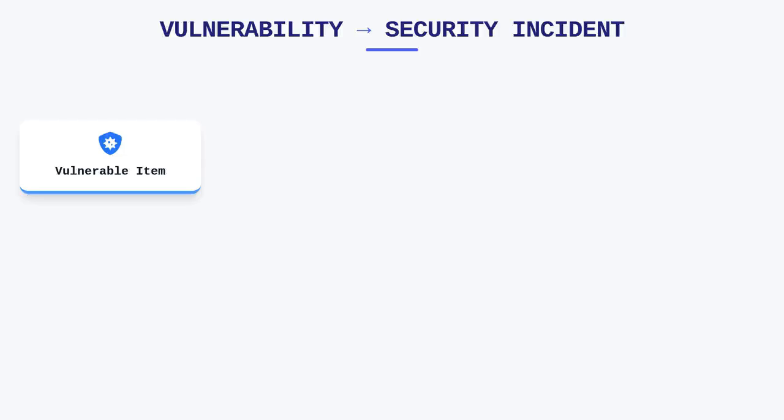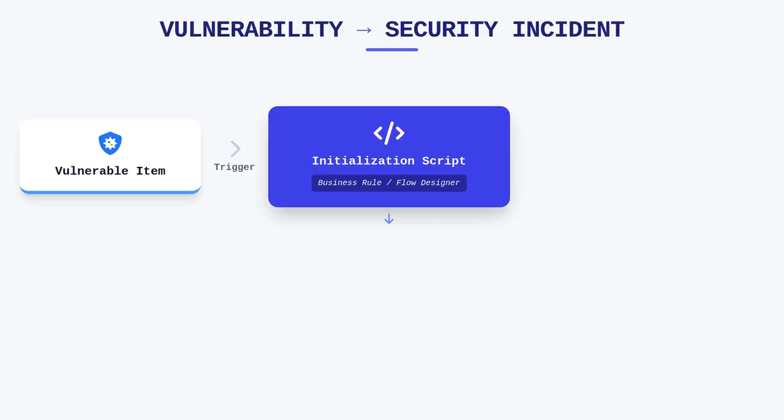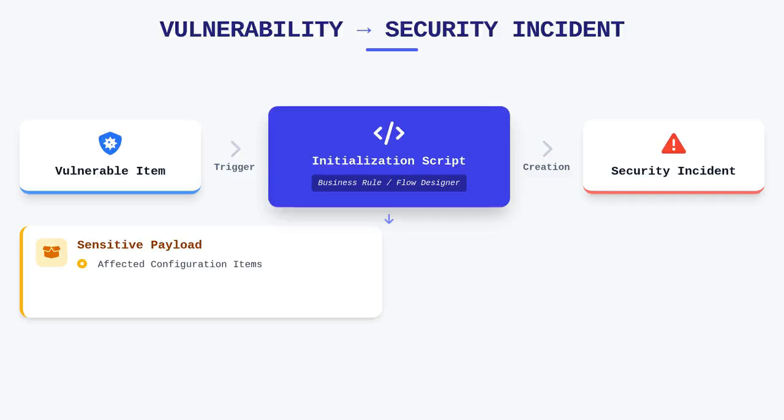The actual transition from a vulnerable item to a security incident is typically triggered by a business rule or a flow designer action that executes a target table record initialization script. This script acts as the bridge, ensuring that the payload, which might include sensitive data about the affected configuration item, the vulnerability vector, or the risk score, is transferred securely.